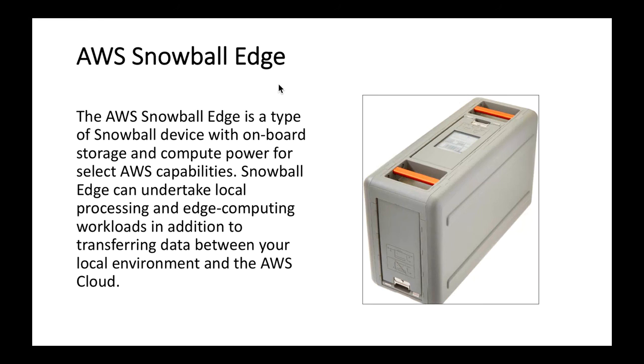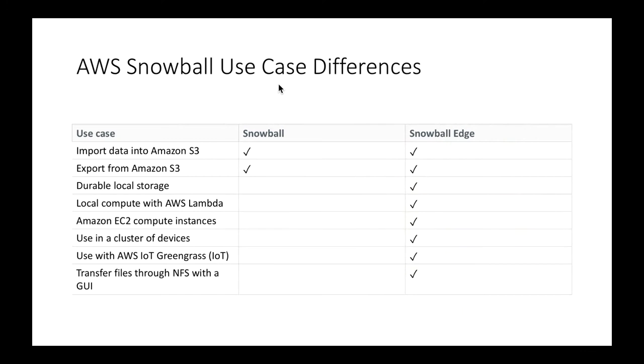It comes with your EC2 machine, it comes with a Lambda, and so it's really nice. Even while your data is in transit, you're able to use your data and do some kind of compute against it. Okay, so there are a lot of different use cases between these two, where you want to use Snowball and where you want to use Snowball Edge.